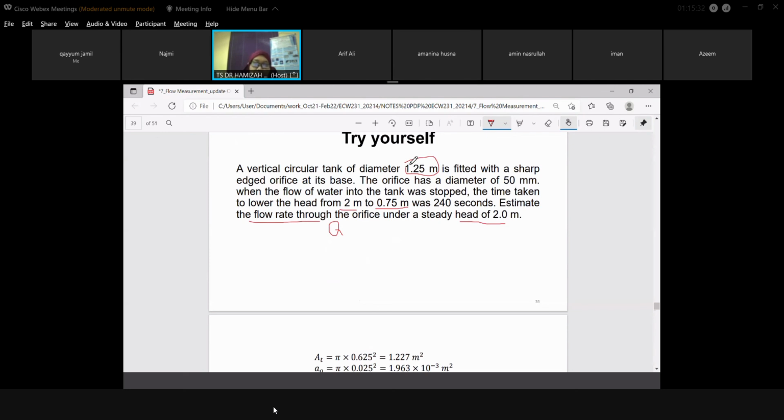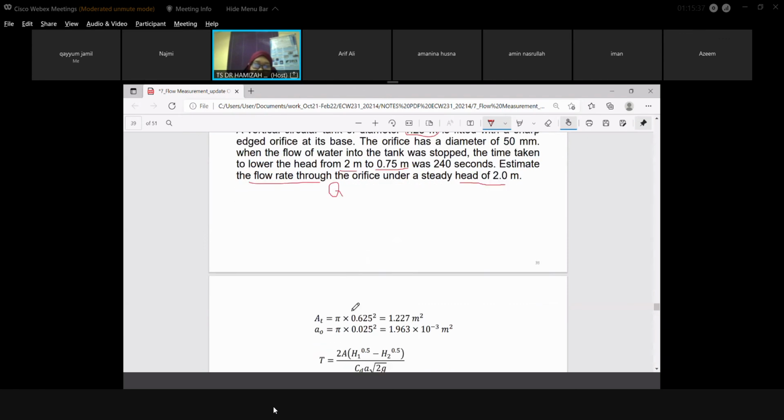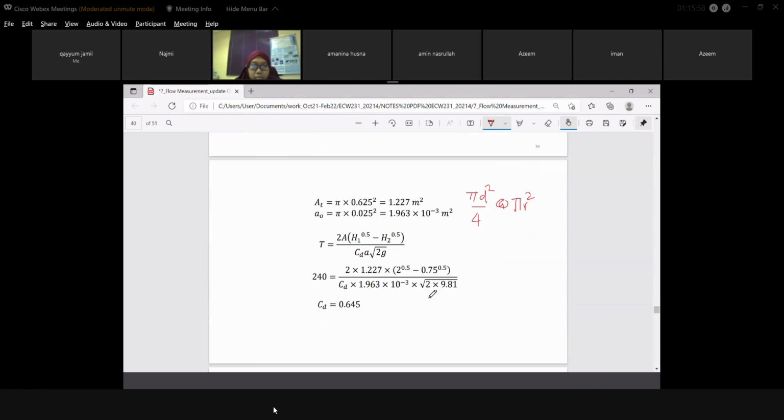Because sometimes you always forget to convert it to radius, so avoid that. We use what is based on the information given. If it gives diameter, you use the diameter formula. If it gives area, you use the area formula. The radius formula is pi r squared. Okay, finally you can get the CD. Any questions?